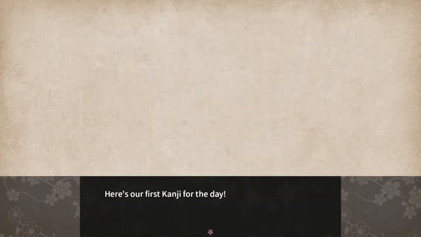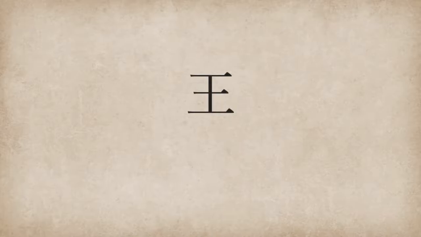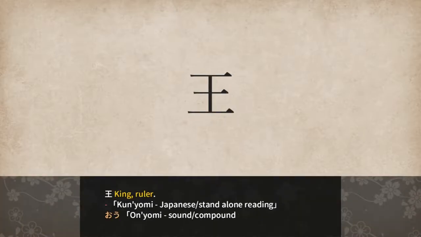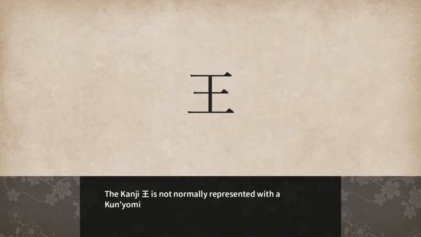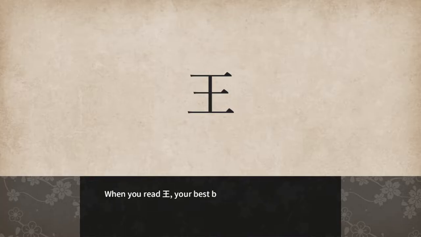Here's our first kanji for the day. King or ruler, no kun'yomi reading, and O for on'yomi, written with 4 strokes. The kanji O is not normally represented with a kun'yomi reading. When you read O, your best bet is to use the on'yomi reading O.